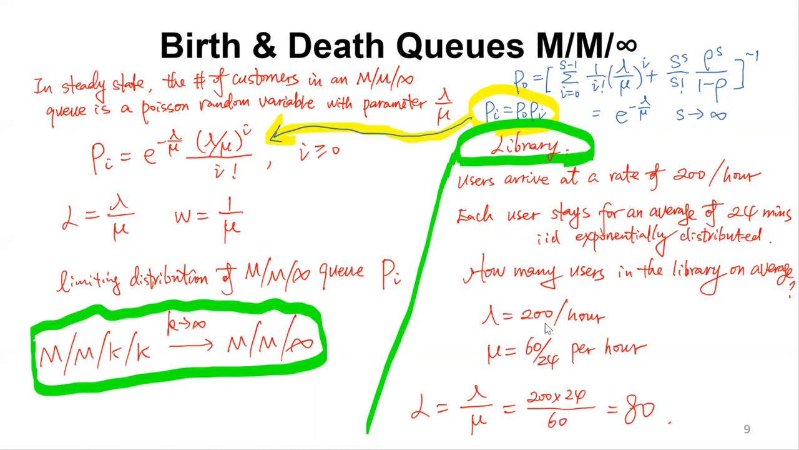So lambda equals 200, and mu equals 60 over 24 per hour. We need to convert the units to be consistent. So how many users are in the library? This is lambda over mu, 200 multiplied by 24 divided by 60. So this is about 80 users in the library on average.